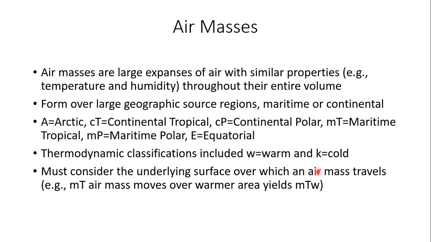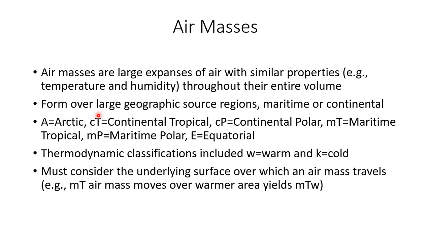One other thing I failed to mention here is that air masses like to form over flatter terrain, where the air mass doesn't really move up and over and become modified by mountainous terrain. So it likes flat terrain. Air masses like to form in flat terrain with light winds, where there's very little mixing of the air. Generally, air masses form over either water, become maritime in origin, or land, continental in origin.